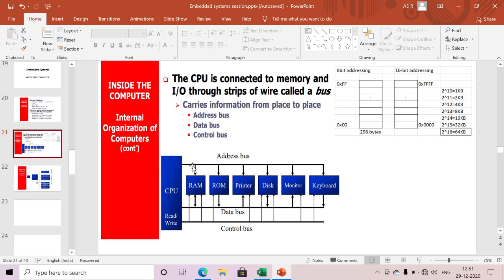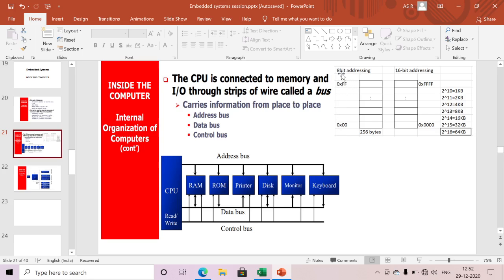Address bus is unidirectional. If you see the arrow, it is showing only one direction. If you want to identify any hardware device or a particular memory location, we mainly use this address bus. For example, if I have only an 8-bit address bus, I have 8-bit addressing, so my addressing range is 8 zeros to 8 ones. The 8 zeros I represent in hex as 0x00, and the 8 ones as 0xFF. This is my addressing range.